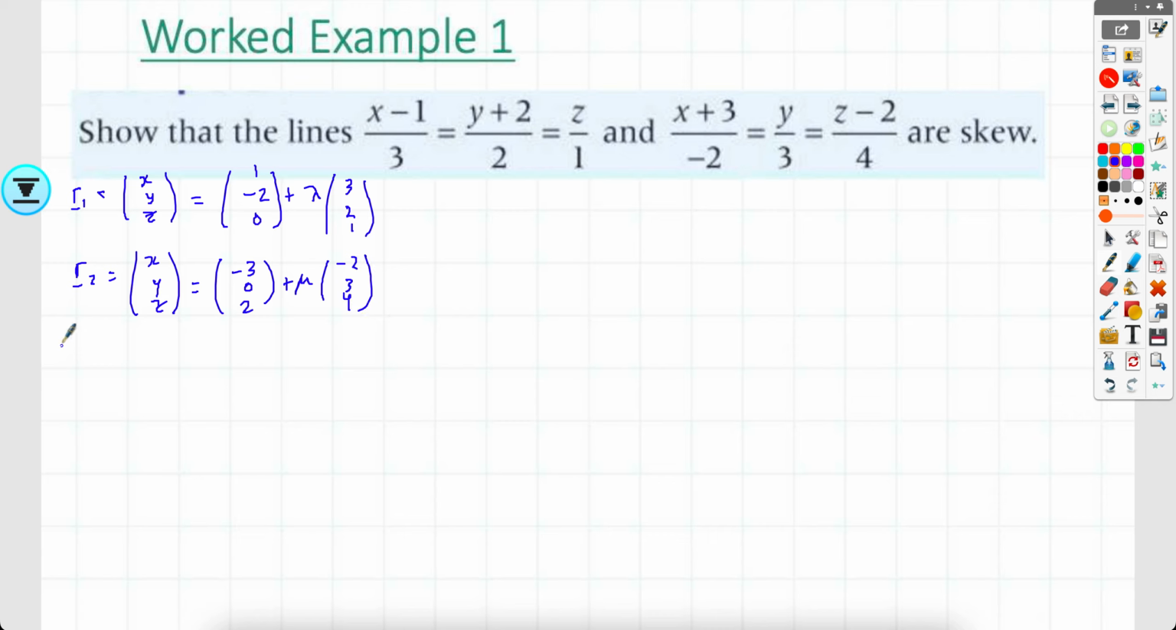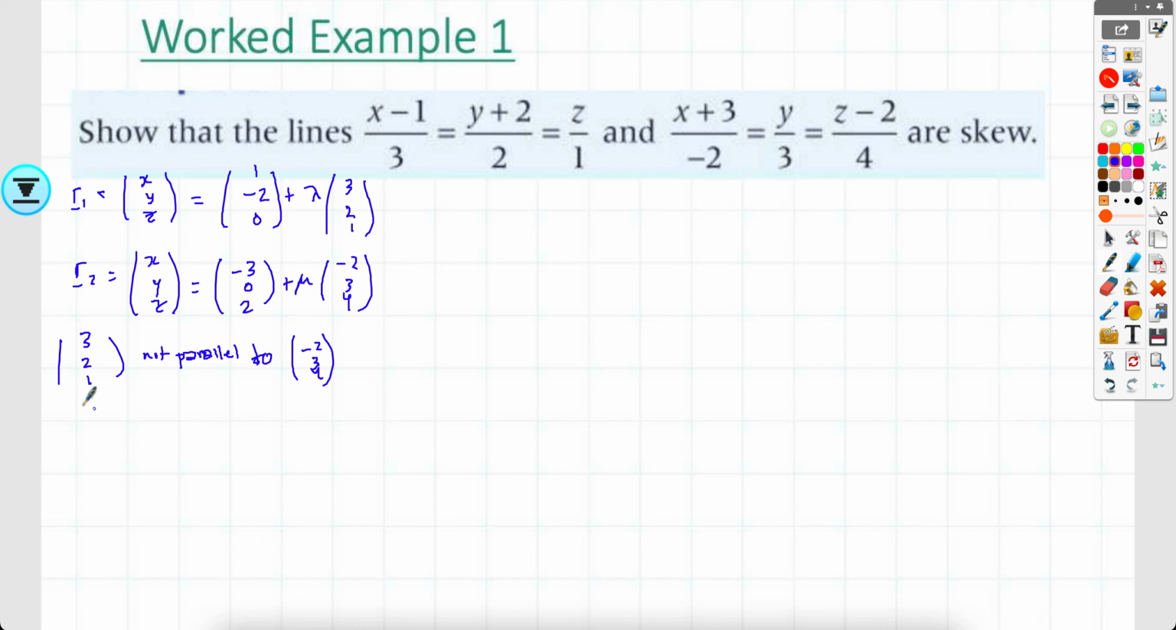And you can immediately see that (3, 2, 1) is not parallel to (-2, 3, 4). So they're not scalar multiples of each other, so the lines are not parallel. That's something we write to the side. You can add more details. I'm avoiding details just to save up space here.